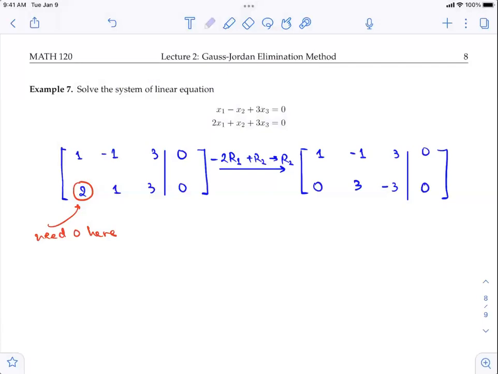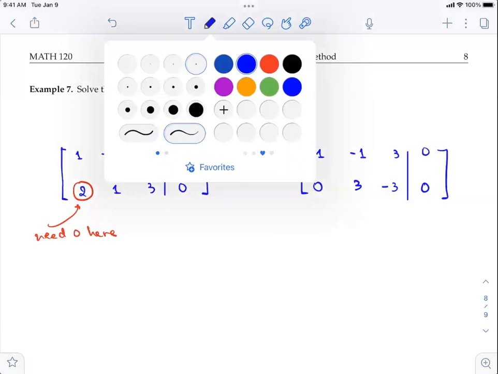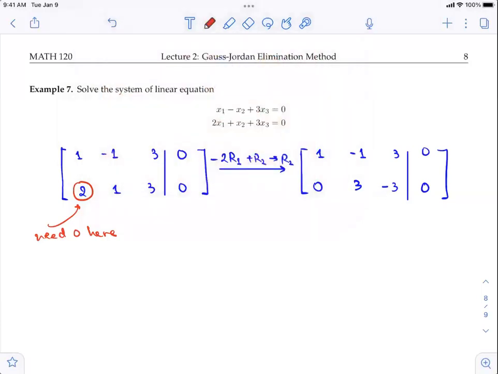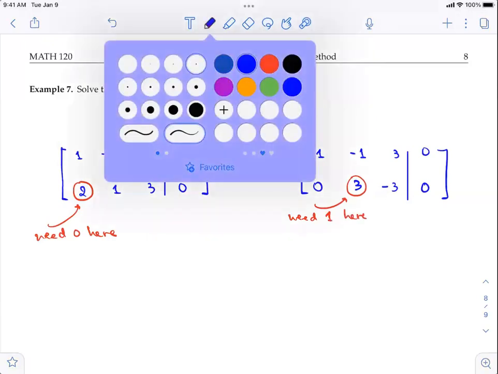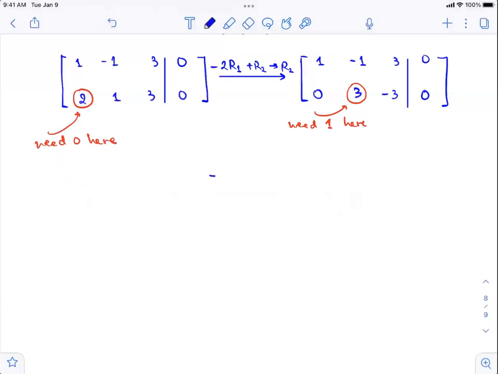Okay. So we have the leading one in row 1 already, so it's good. In row 2, we need to make this 1, right? So we need 1 here to turn that into a leading one instead of the leading entry only. So to obtain 1, we're going to multiply row 2 by 1/3 to get the new row 2.